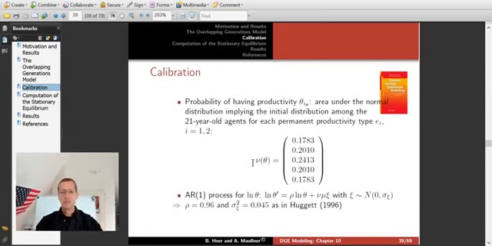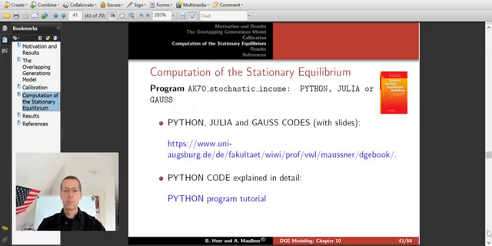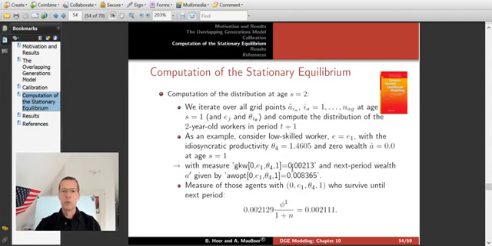So let's take a simple example. Theta 4 has measure 0.2101. So 20.1% of the workers have productivity theta 4, and theta 4 is equal to 1.4605 according to our calibration. So we can compute the distribution at age 1 for productivity theta and permanent productivity E at wealth level 0 as 1/2 times mu1, which is approximately equal to 0.02, times mu of theta, which is equal to 0.2 for the case of theta 4. So for theta 4, we get approximately a measure equal to 0.00213.